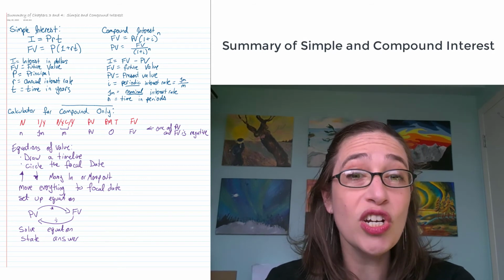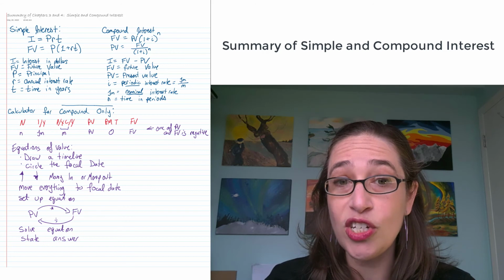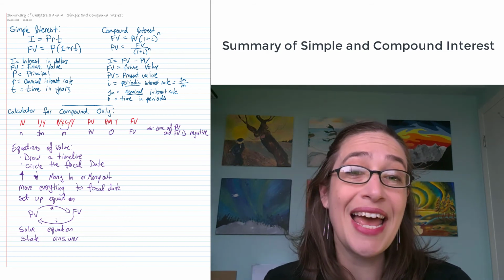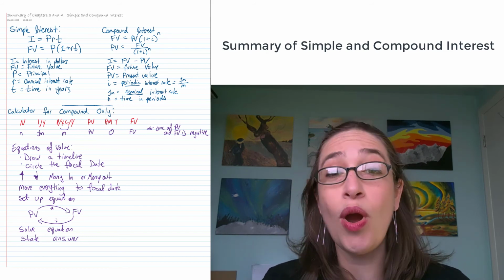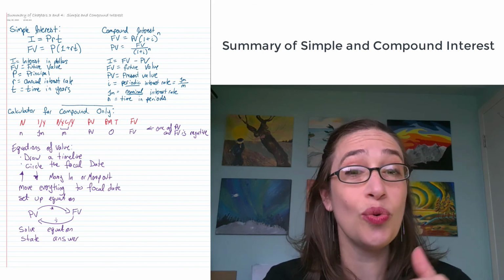Next chapter, we're going to start talking about annuities. Annuities are very similar to compound interest, except instead of leaving that payment button as 0, we're going to add in a payment, like a mortgage, where we make a payment every month for 20 years to decrease the balance.